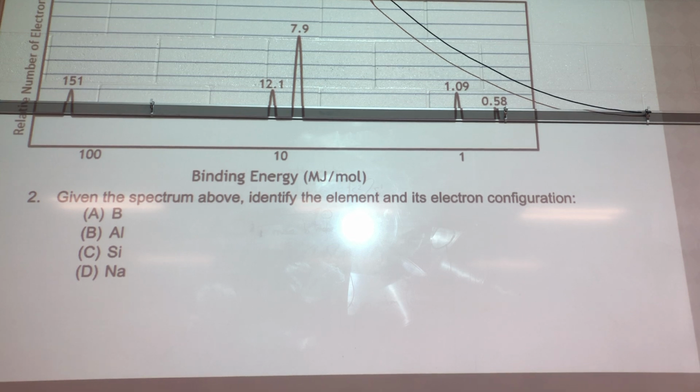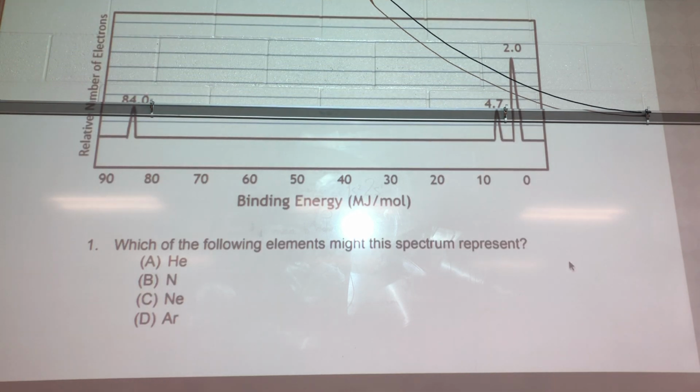Okay, let's look at the next one. Okay, show me your answer for this spectrum. Very good. If you're showing me a C, you are correct. You can also have a smiley face.